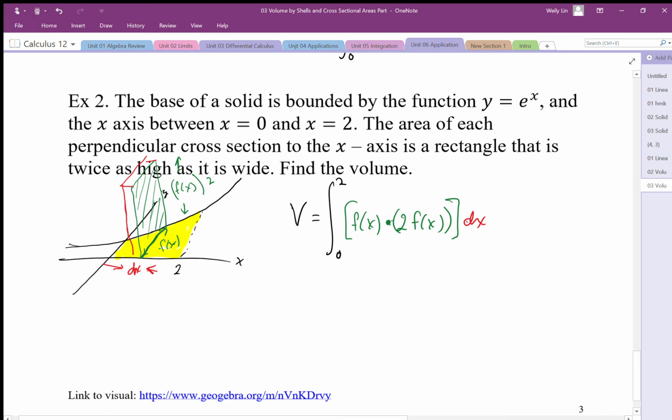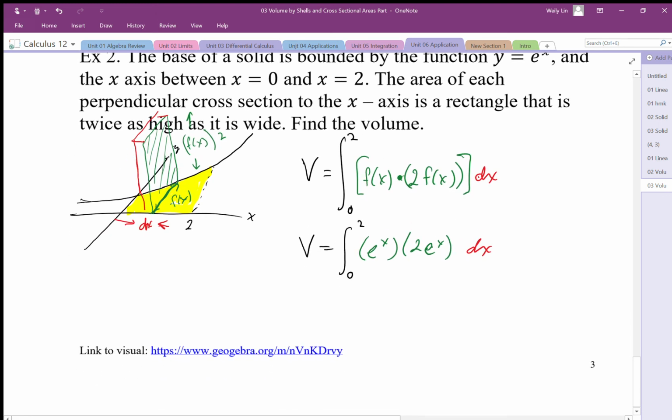So we're going to go V equals, the f of x function is e to the x, so I'm going to write this in as the integral from 0 to 2. The width was e to the x. The height is 2e to the x, and then we're going to multiply that by thickness dx. Then we sum up all those parts, and that's going to give us our volume.